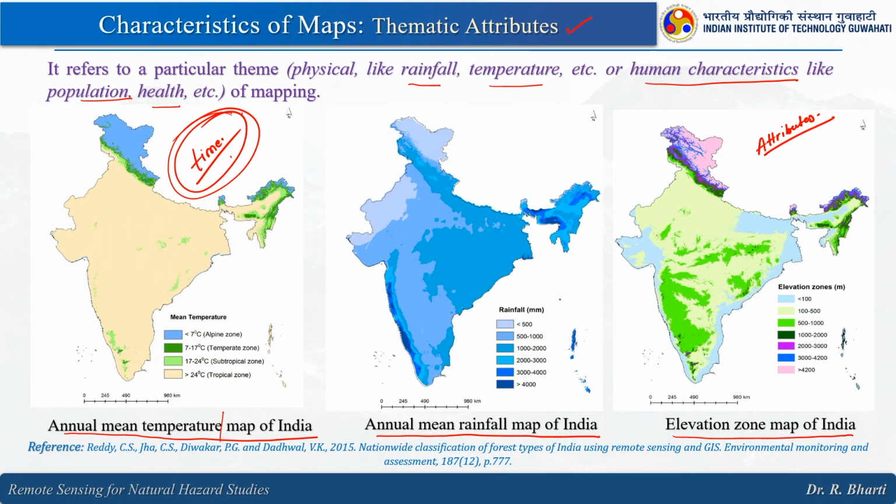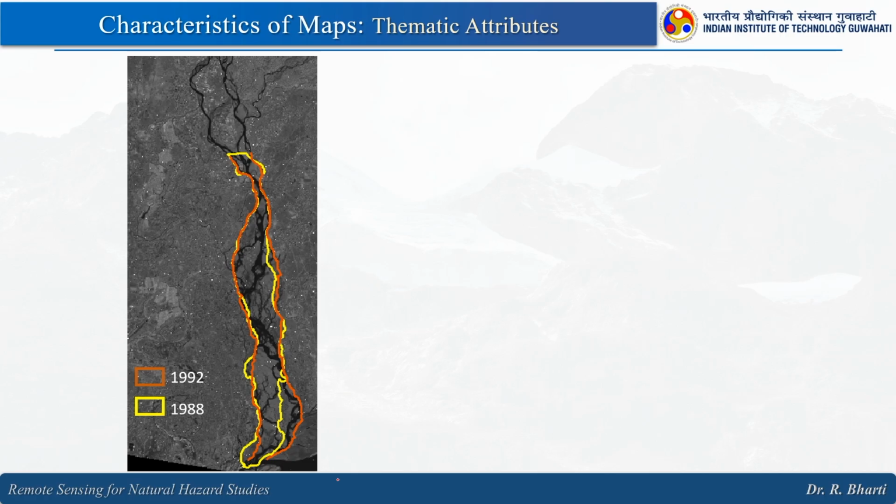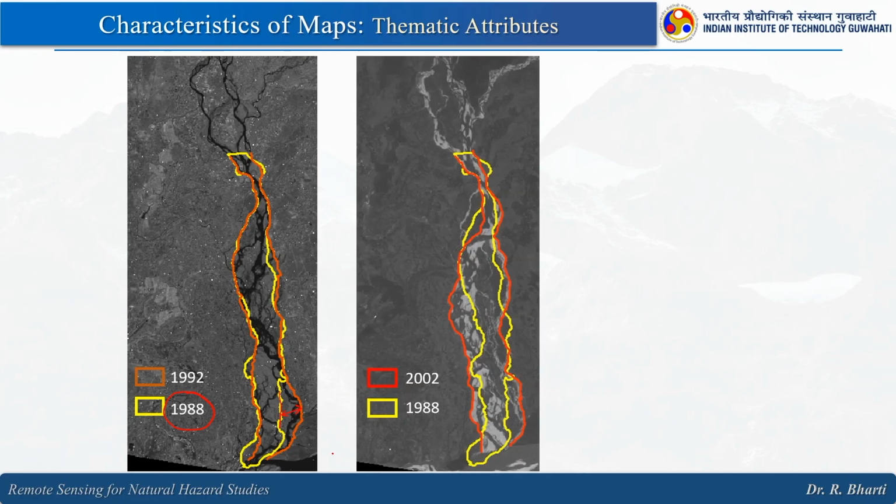Now, the same thing happens with the annual mean rainfall map. Elevation zone does not change very frequently, but though time is not very important here, time is required because the topography is also changing with time, right. This is another example where you can see a particular river with reference to 1988, how it has migrated from this yellow line to this orange, right. So, how it is changing its position.